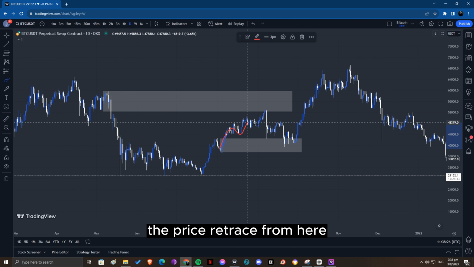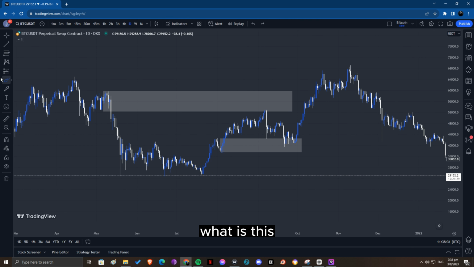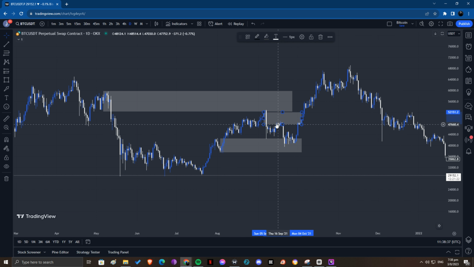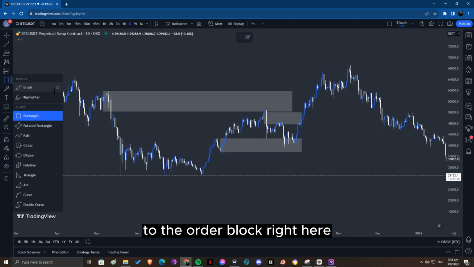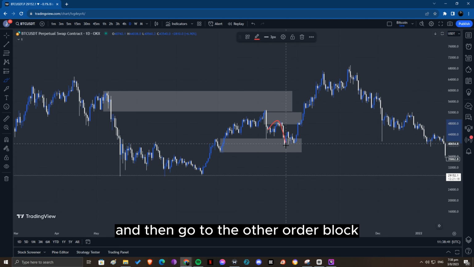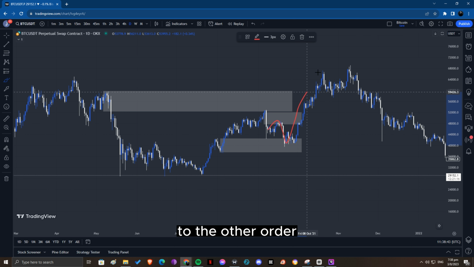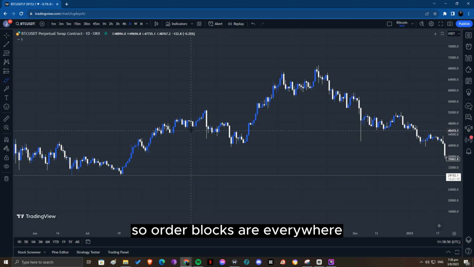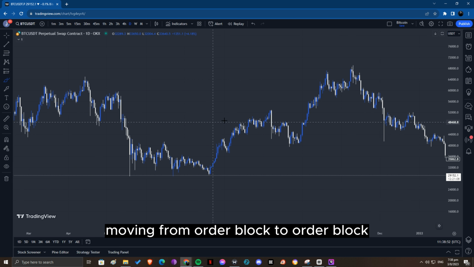The price retraced from here and then came up here and touched into what? What is this? Can you guess what it is? Another order block. And so the price retraced to this order block right here, and then went to the other order block, and then to the other order block, then continued to respect and disrespect these order blocks. So order blocks are everywhere, and the market is basically moving from order block to order block.